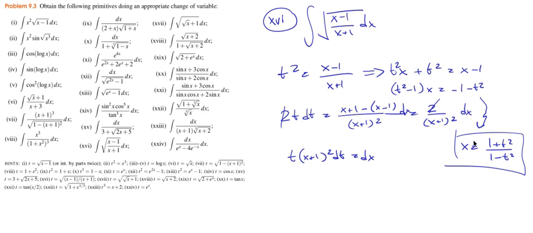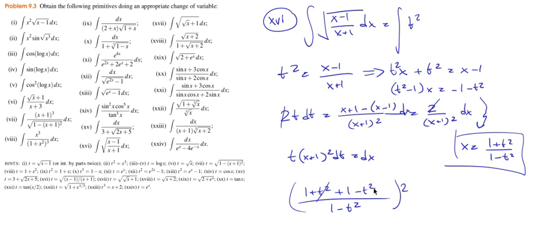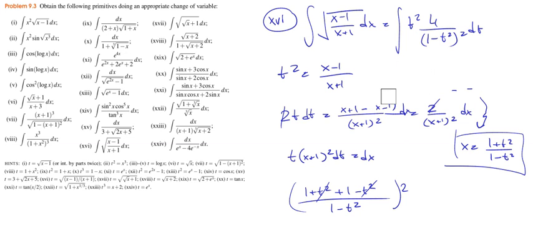And so now we have x plus 1, so this is equal to the primitive of t times x plus 1 squared. So you have x plus 1 is 1 plus t squared plus 1 minus t squared, divided by 1 minus t squared, all of this squared. But t squared and t squared will go away, so this is 2 squared, 4 divided by 1 minus t squared squared. Okay, this is the primitive that we want.